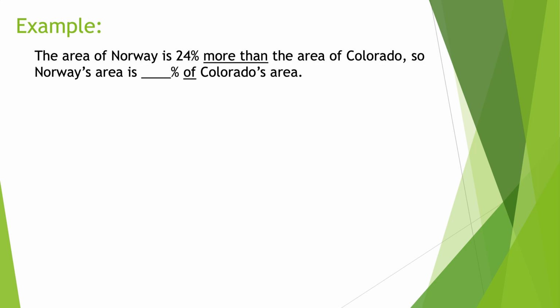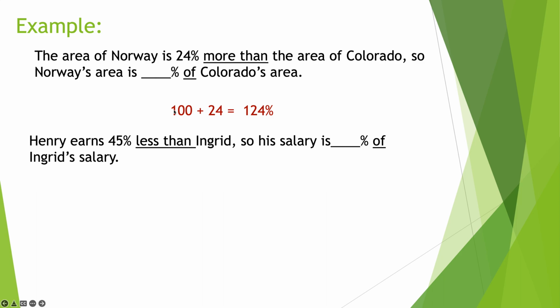Figure it out, stop and start. Well, it's going to be 124%. It's 24% more than, so that's the 24 here, and here's the 100% that is the mark that was the same, but then it's 24% more, so 100 plus 24 is 124%. Henry earns 45% less than Ingrid, so his salary is what percent of Ingrid's salary? Well, it's less than, so you have to subtract, right? So 100 minus 45 is 55%.